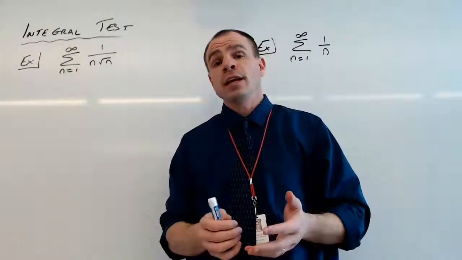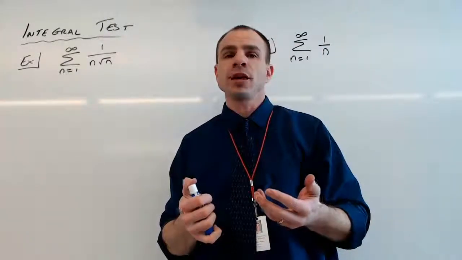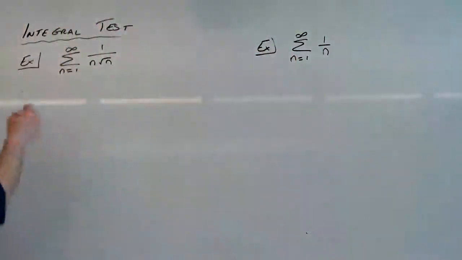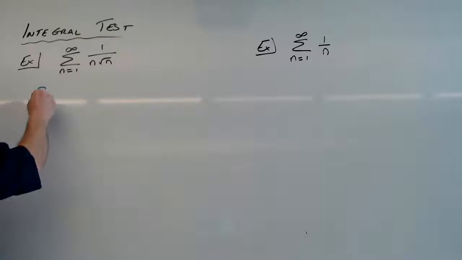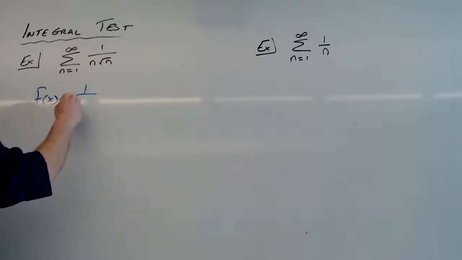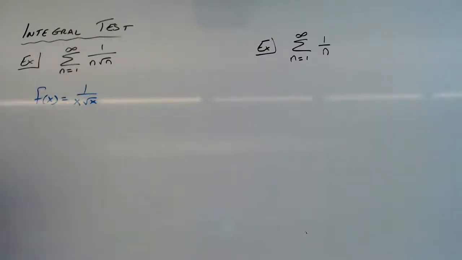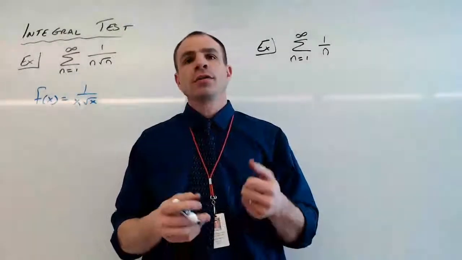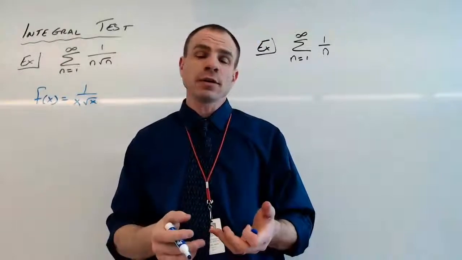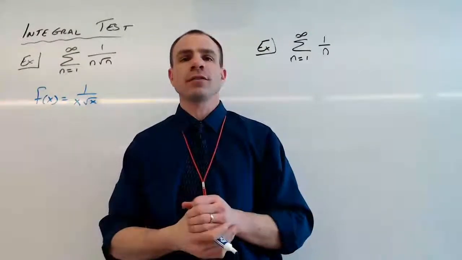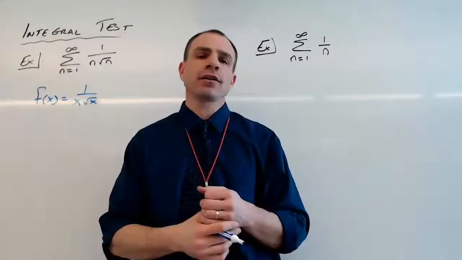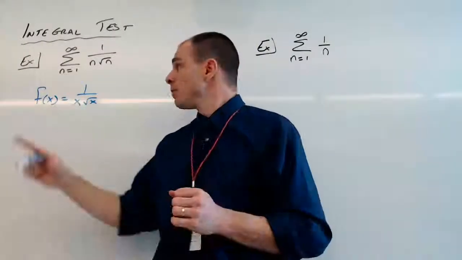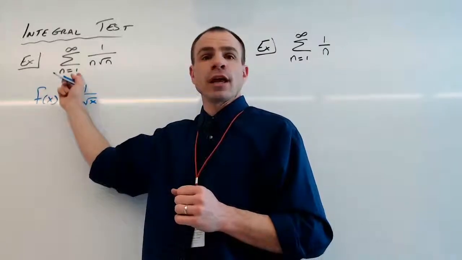So the idea is we need a function which is the equivalent of our general term of the series. So we are looking at f of x equal to 1 over x times the square root of x. Now, if this function is continuous, positive, and decreasing, then we can perform the integral test. A quick check on our graphing calculators, and we see that this function actually is continuous, positive, and decreasing for x greater than or equal to 1.